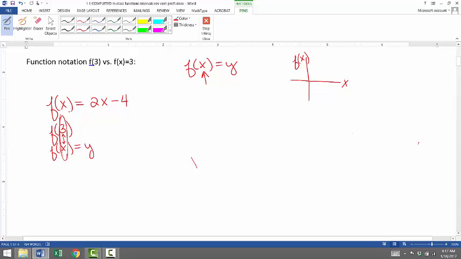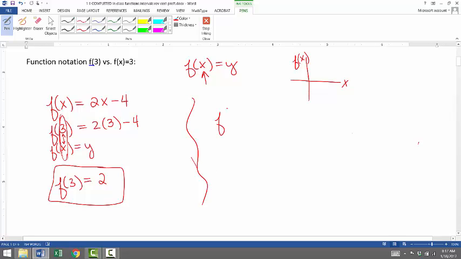So I go to my expression 2x minus 4. I replace x with 3. And I evaluate f of 3, which is 2 times 3 minus 4. So it's 6 minus 4. It's 2. F of 3 is 2.